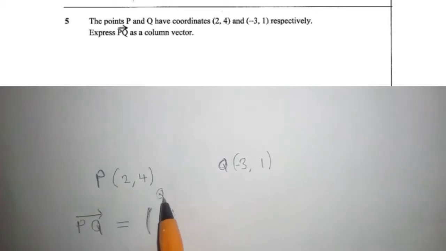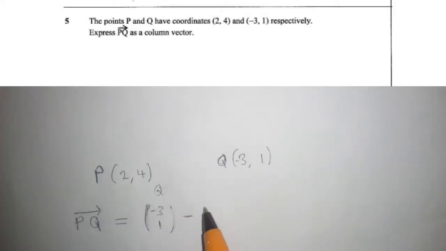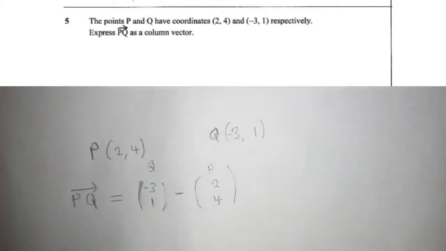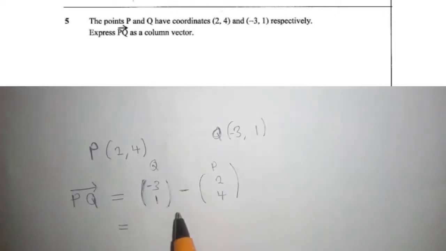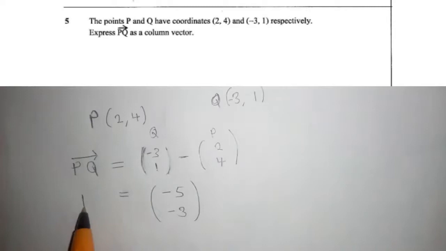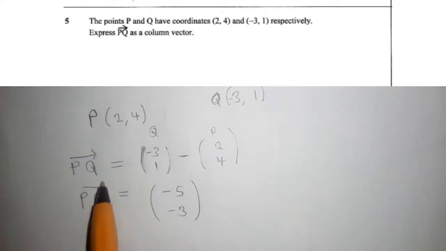So this is Q, okay? So you write negative 3, 1, that's Q, minus the P, which is here, which is 2, 4. So now you can solve here. Negative 3 minus 2, it will be negative 5. 1 minus 4, it will be negative 3. So this is the answer. We have found the vector PQ.